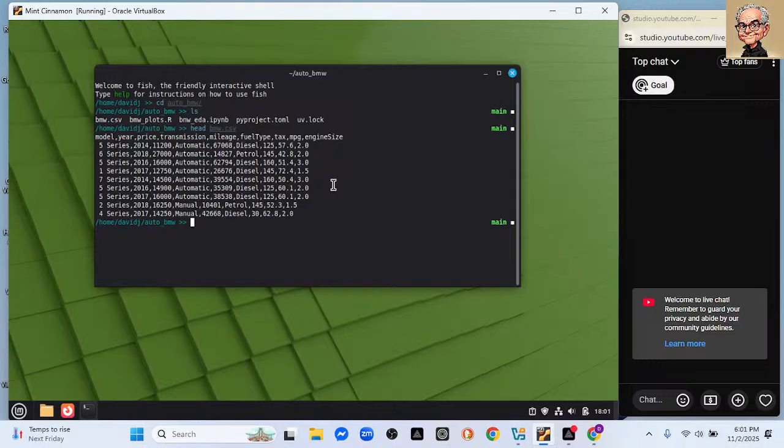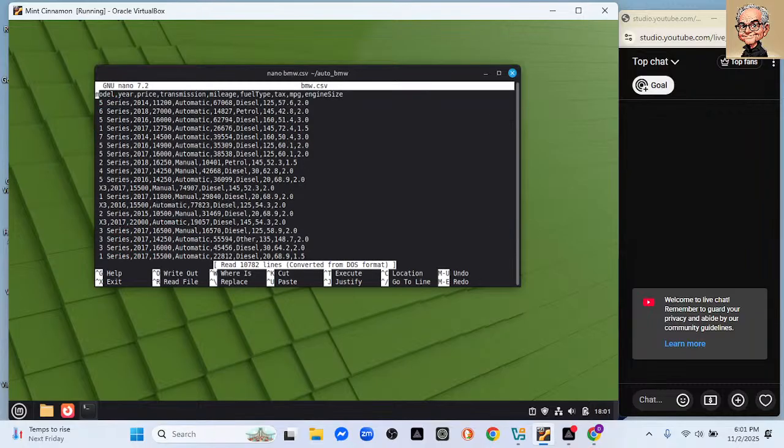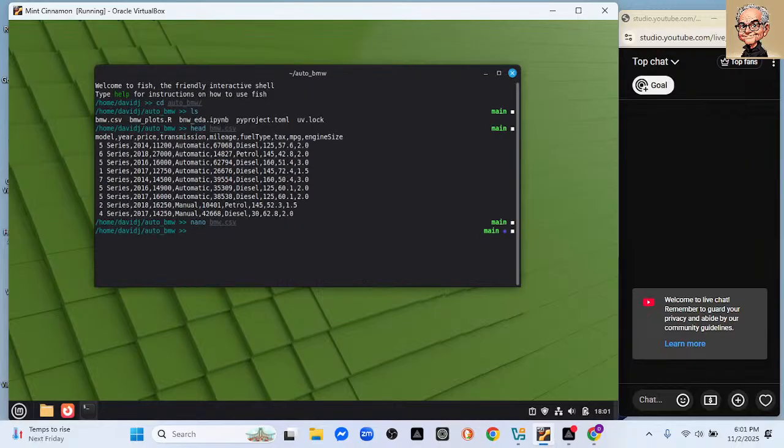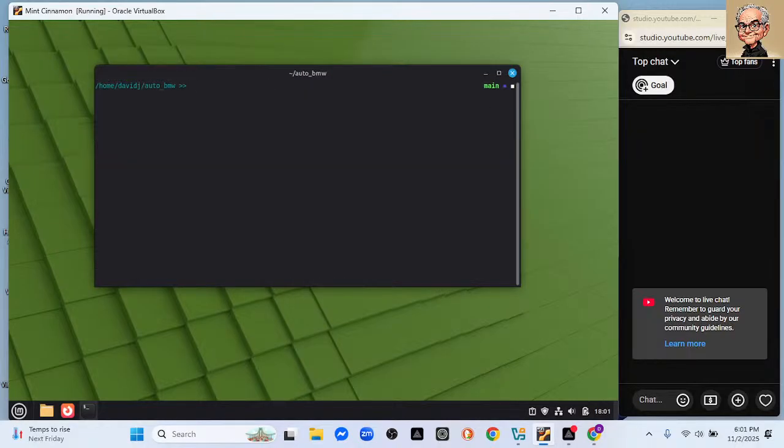Okay, so we'll come in here, and I'm going to do something a little funky. Since we only got a few columns here, we're going to convert. We're going to do our data cleaning right here, cleaning up our column names. So we're going to write out, Control O, yes, and Control X. There we go. So now what we did is we just did a very quick data clean.